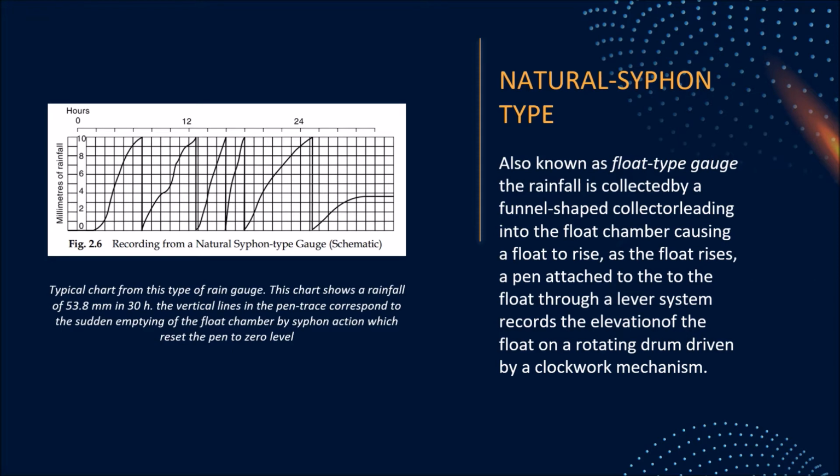On the figure, a typical chart from this type of rain gauge. This chart shows a rainfall of 53.8 mm in 30 hours. The vertical lines in the bent trace correspond to the sudden emptying of the float chamber by siphon action, which resets the pen to the zero level.